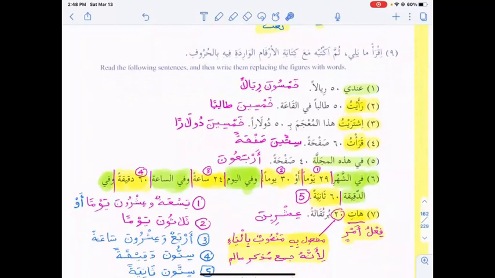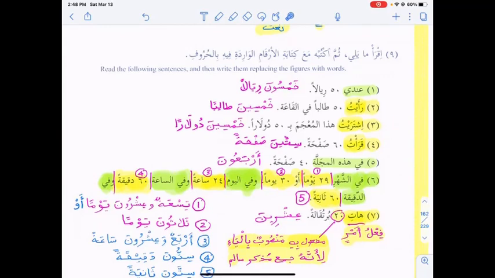This is another jumla ismiya. Fi hadhihi al-majallati, in this magazine, there are 40 pages. Arba'una safatan. Again, as I said, I put different colors. Jumla ismiya, jumla failure, jumla failure, jumla failure, jumla ismiya. And again, jumla ismiya. And number 7 is jumla failure.